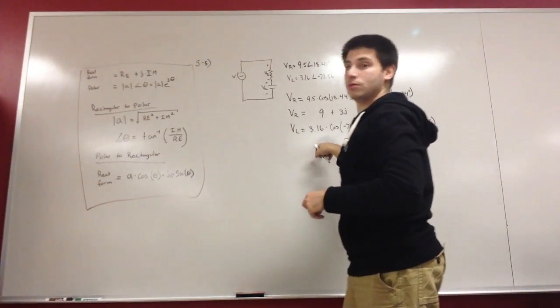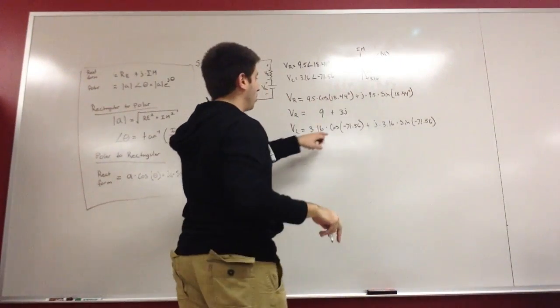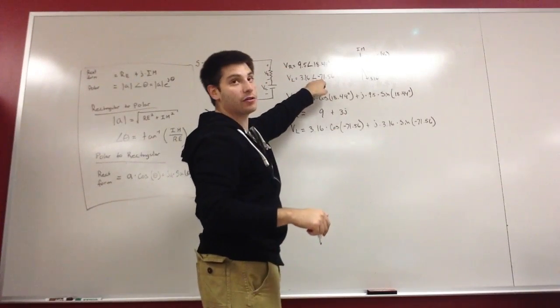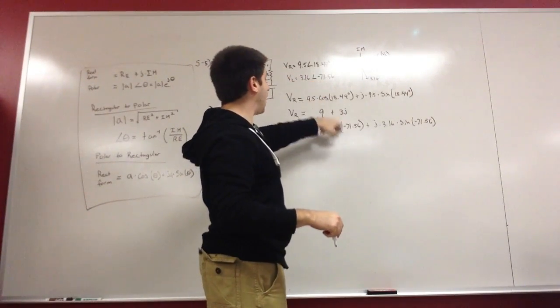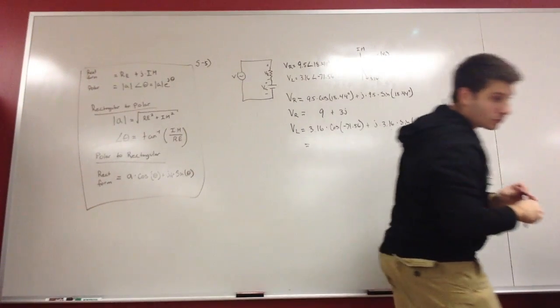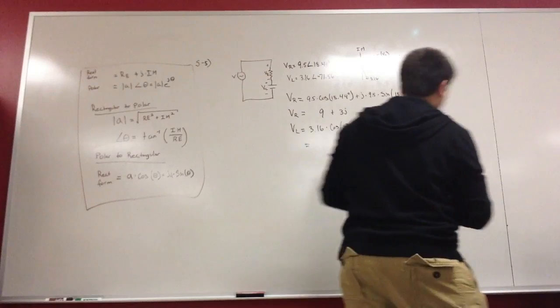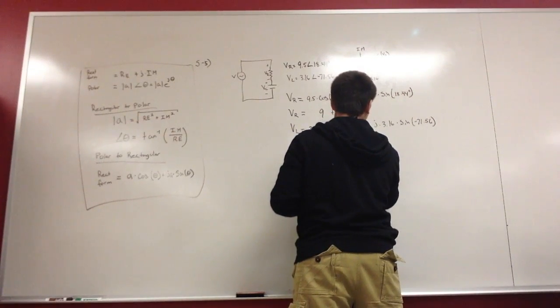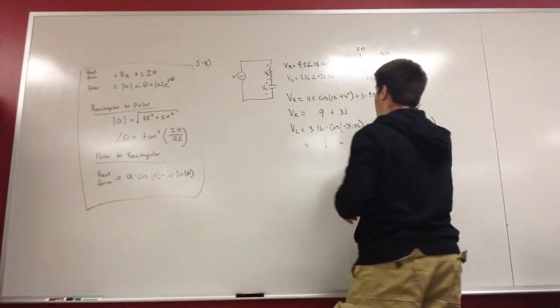Alright, so we have this. We just added our magnitude times the cosine of our angle, and this comes out to be 1 minus 3j. And this makes sense.